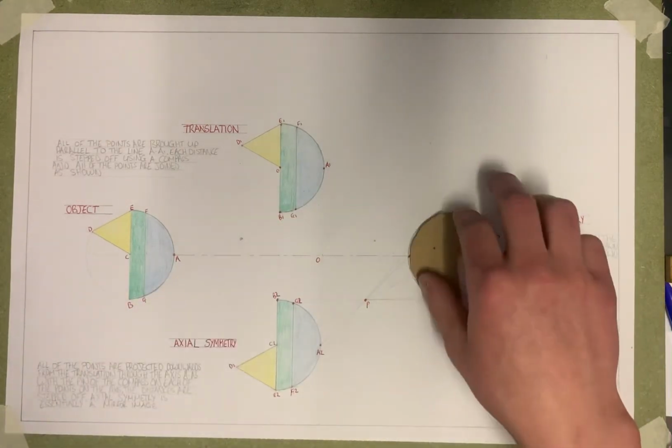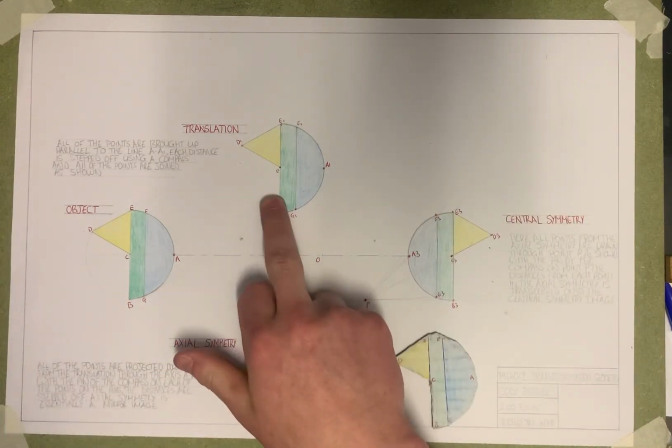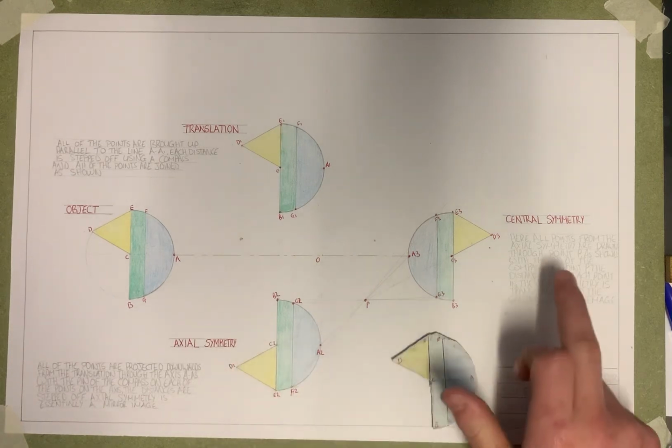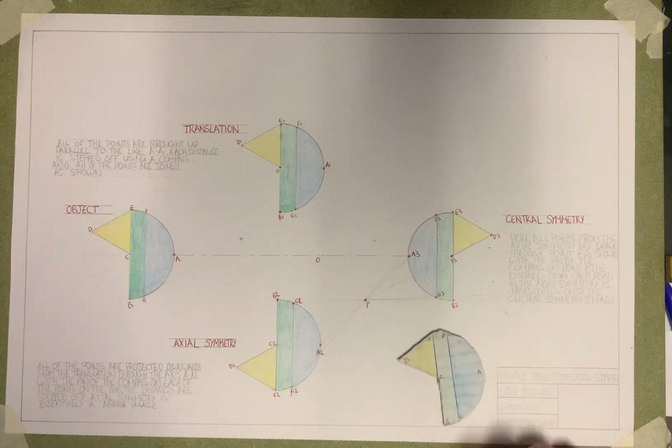So that's what's happened. So now here we have translation, axial symmetry, and central symmetry. And they are the steps involved in doing each of those questions.